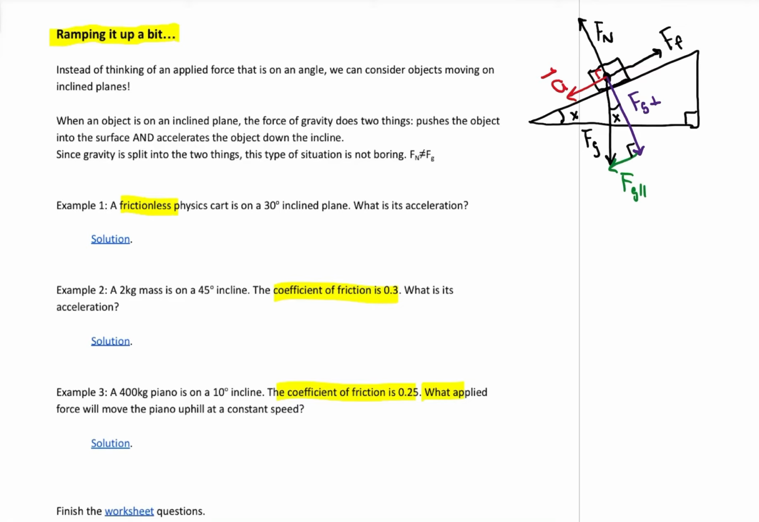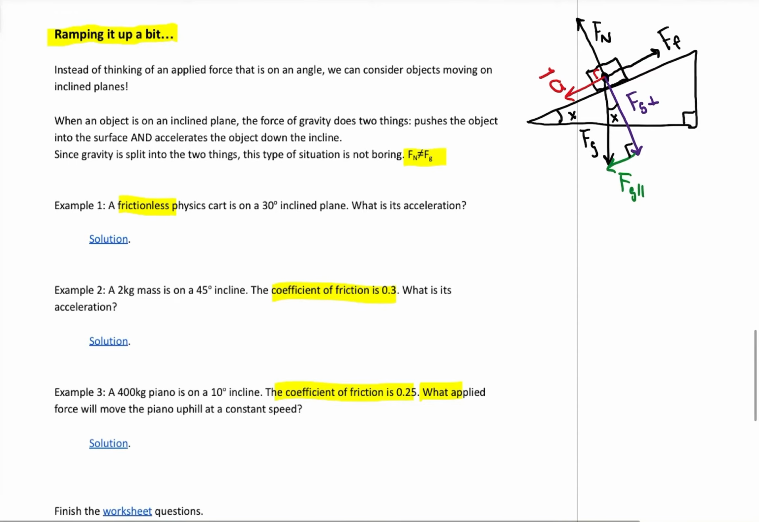That's the free body diagram for an object sliding down an incline with friction. As you can hopefully see, this is no longer a boring case. The normal doesn't exactly equal gravity. Instead of separating into vertical and horizontal, I'm going to look at the components that are perpendicular to the incline, and then the forces that are parallel to the incline.